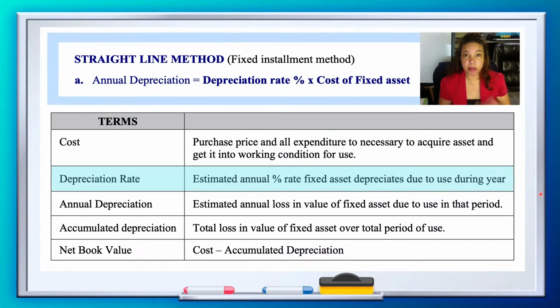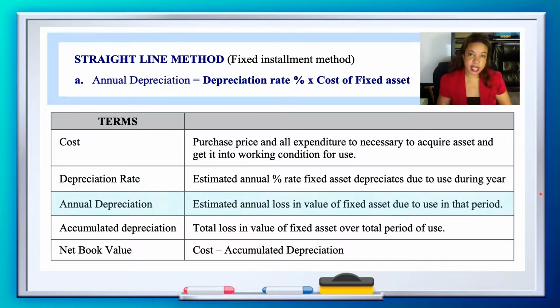Depreciation rate will be the rate that they give you, that they estimate is the percentage or the rate at which it reduces in value because of use. In other words, the rate at which it depreciates. Annual depreciation is, in using up that particular non-current asset for the year, how much did it depreciate by or reduce in value for that year. So that is what we are going to be calculating. What is the annual depreciation?